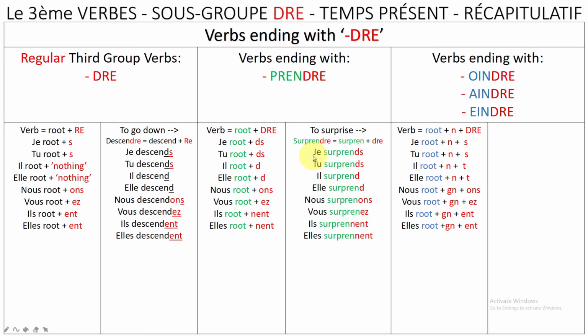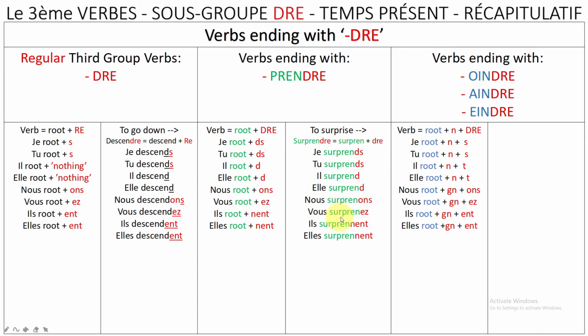Okay, now let's pronounce. So je surprends, I'm not pronouncing the d. Tu surprends, don't pronounce the d again. Il surprend, don't pronounce d. Elle surprend, don't pronounce d. Nous surprenons, don't pronounce ons. Vous surprenez, don't pronounce ez. And ez at the end will be pronounced like an English alphabet E.